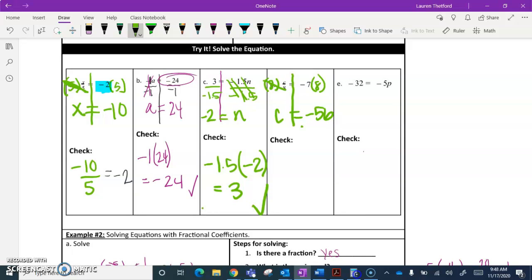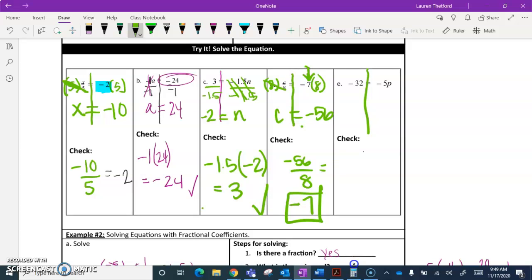Now I'm going to plug in negative 56 where my C used to be. So negative 56 divided by 8 should give me negative 7, and that does equal negative 7 because a negative divided by a positive is negative. 56 divided by 8 is 7. So negative 7. All right.